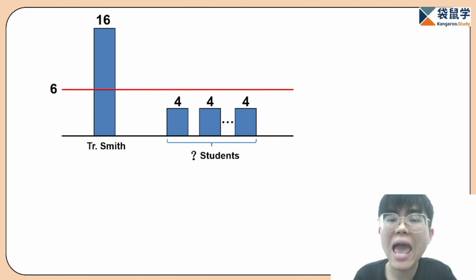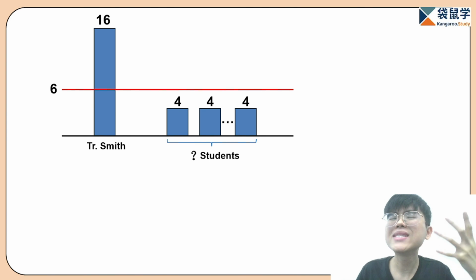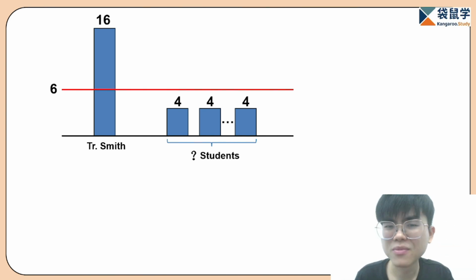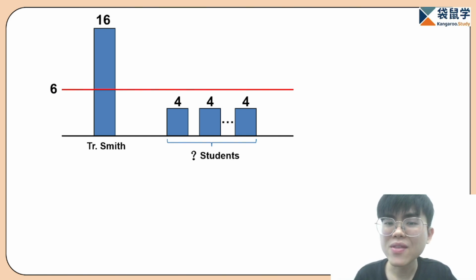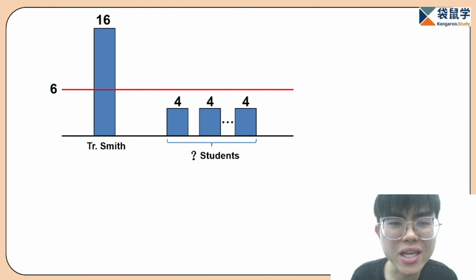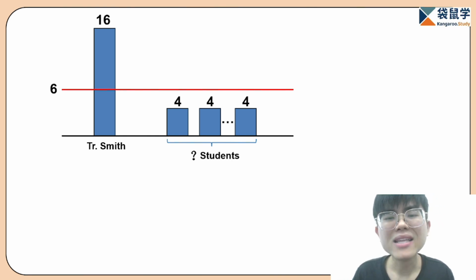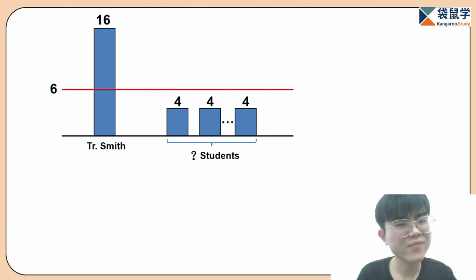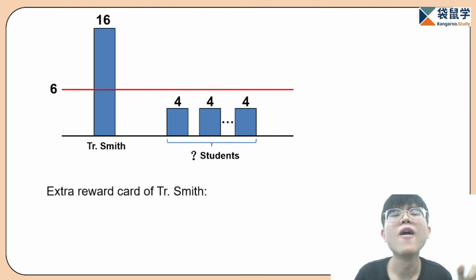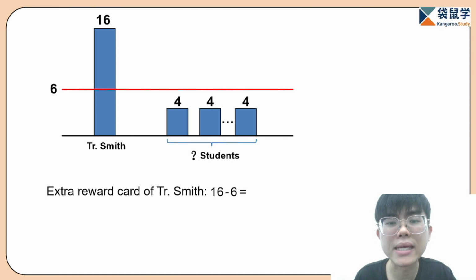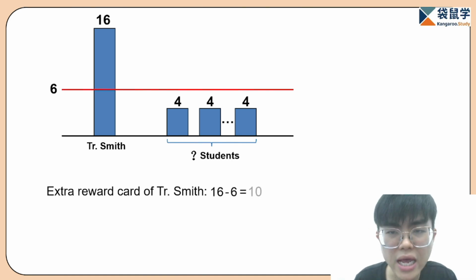When we think about the average problem, we will think of the formula of average. But in this case, it seems like the formula is not helpful. For Teacher Smith to have 6 reward cards, you can see that Teacher Smith initially has 16 reward cards. So we just have to take the extra reward cards from him. How many extra reward cards do I have to take from Teacher Smith? We can just use 16 minus 6, and the answer is 10.